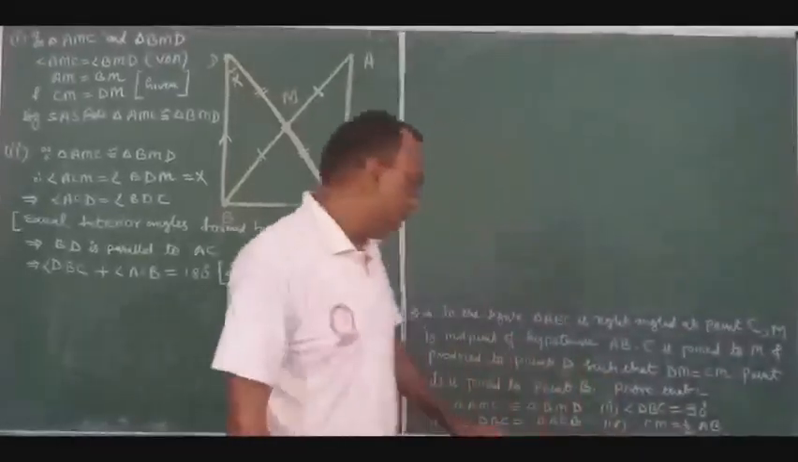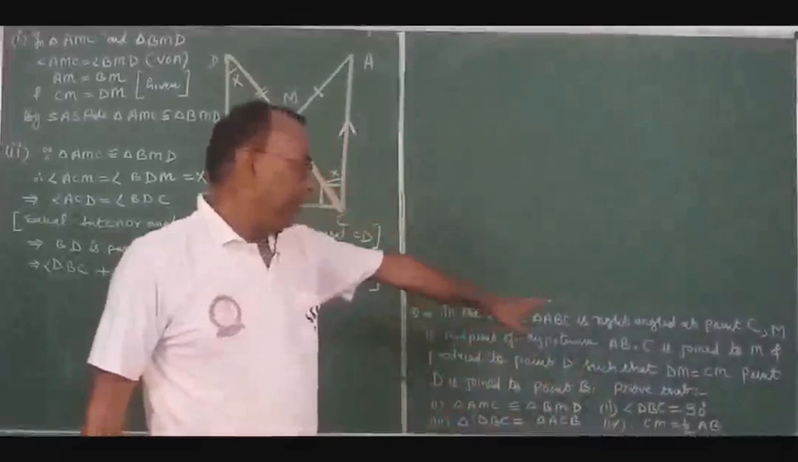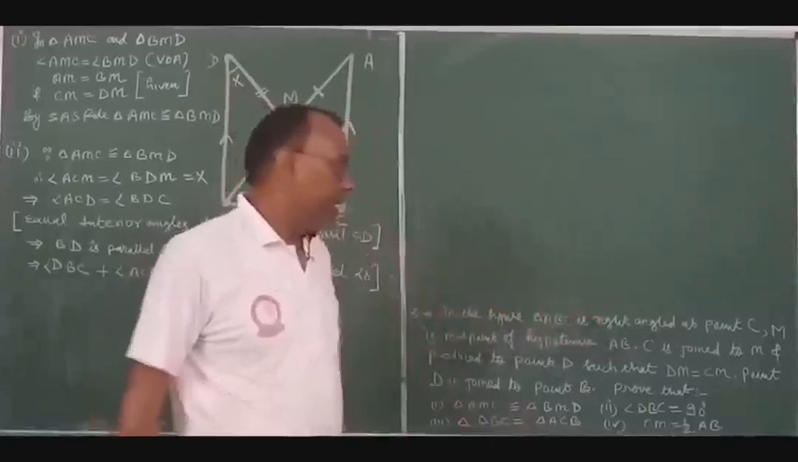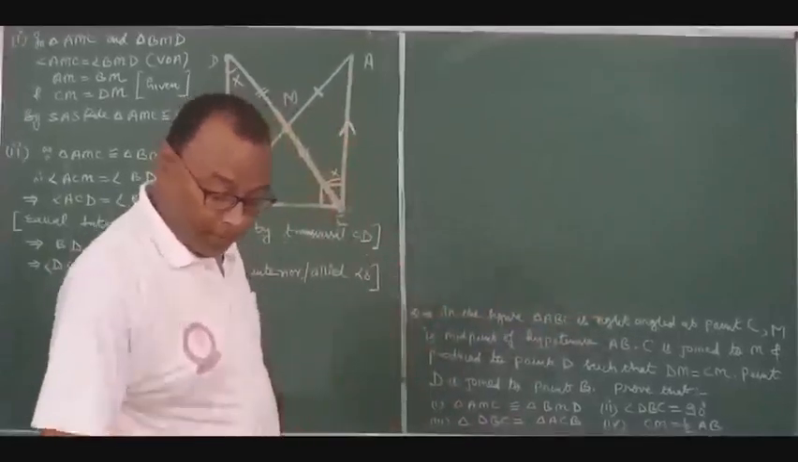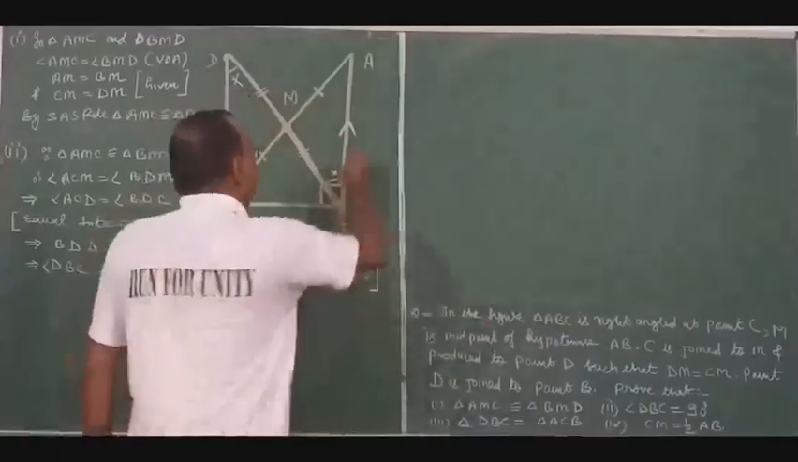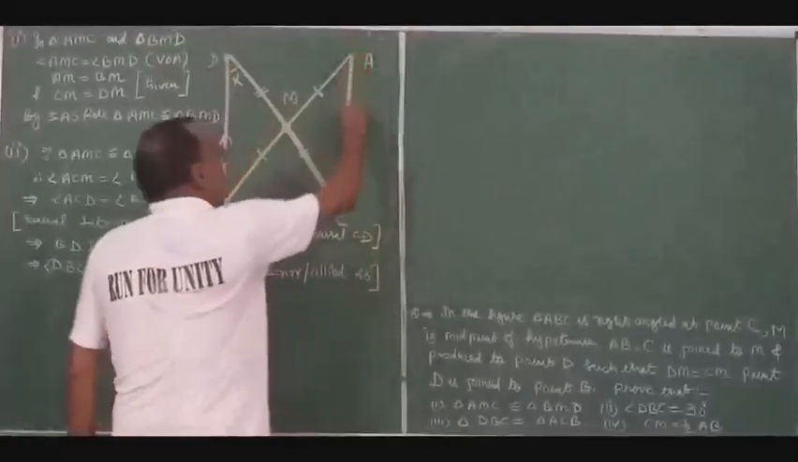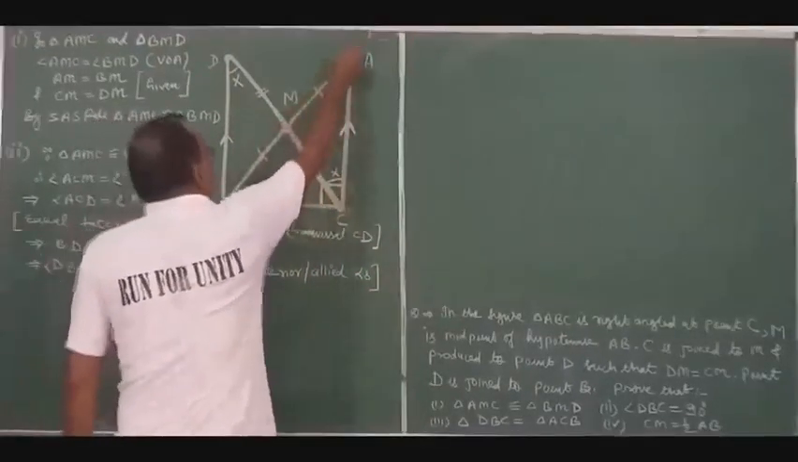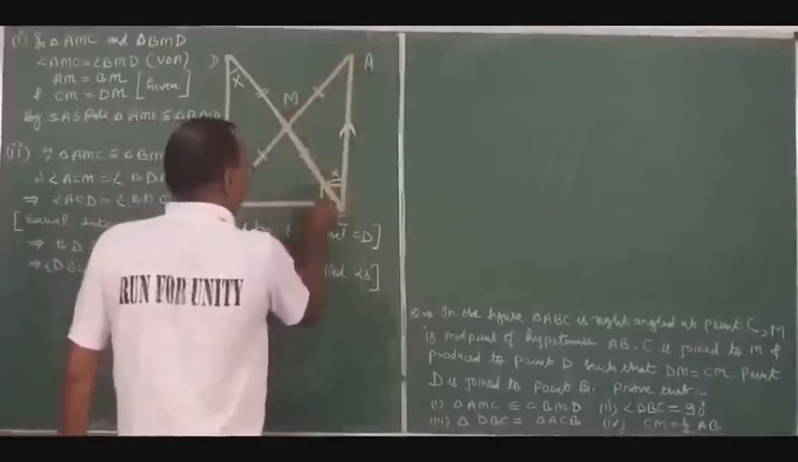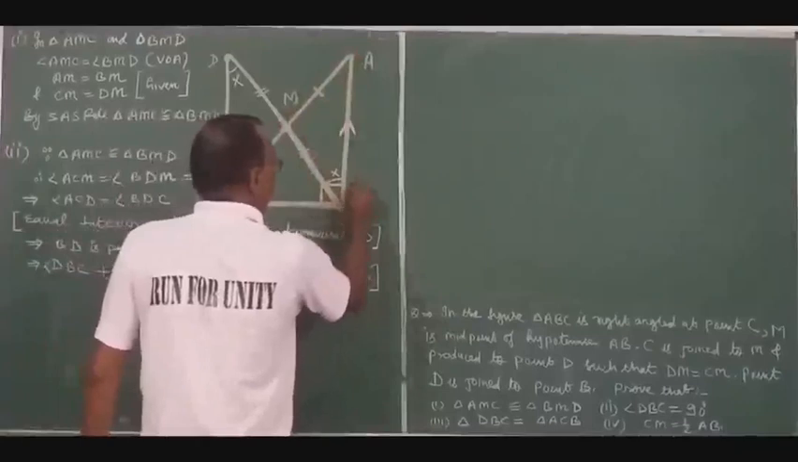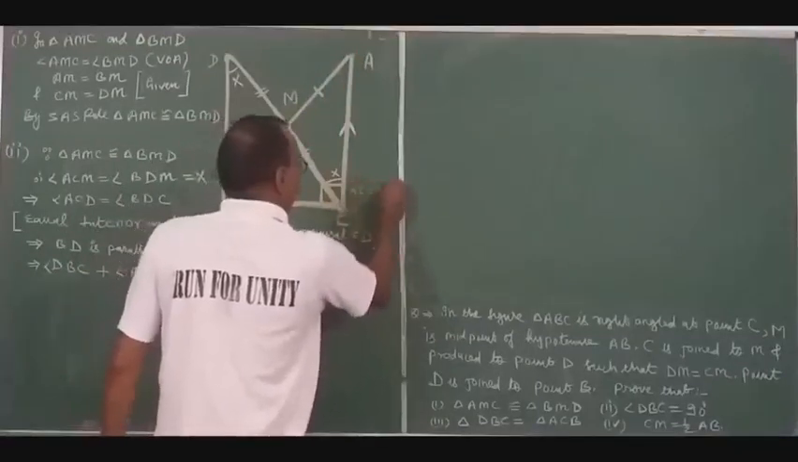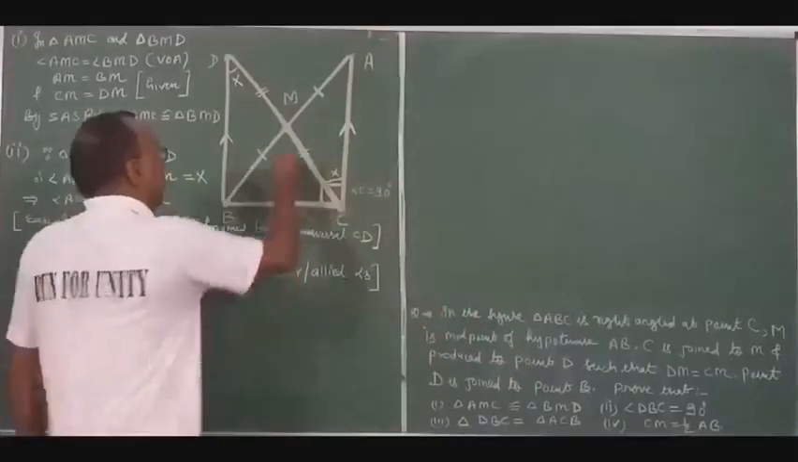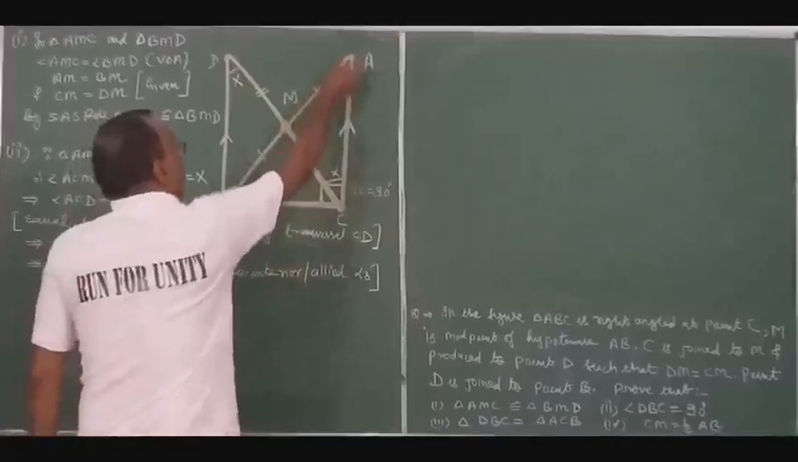Now just look at this question. In the figure, triangle ABC is right angled at point C. This is your right angle triangle, A, B, C. And this angle C is given 90 degrees. M is the midpoint of hypotenuse AB.